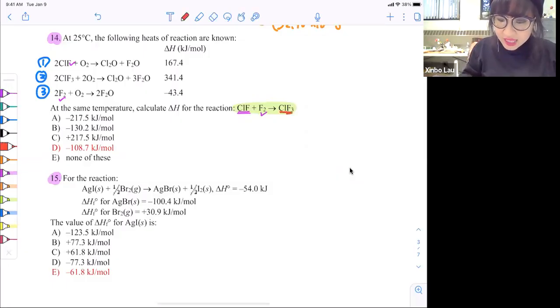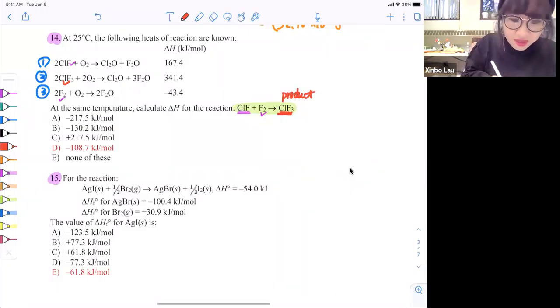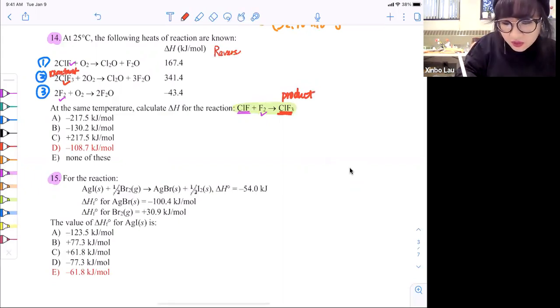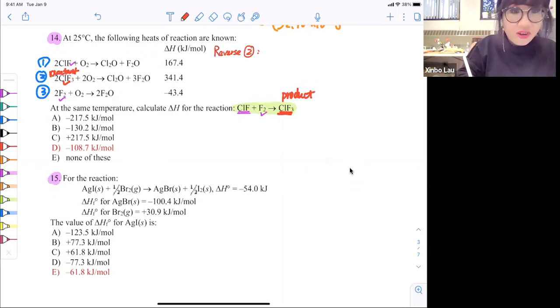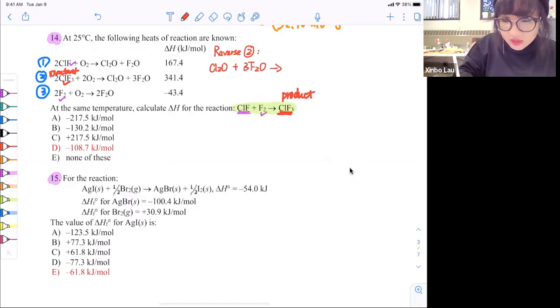We have ClF3. Where can I get that? I can get it from equation 2, but I want it as a product, on the right side of my reaction, and it's given as a reactant on the left side. So I have to do something: I have to reverse my equation. We're going to reverse equation 2, so now I have Cl2O plus 3 F2O, then I get 2 ClF3 plus 2 O2.